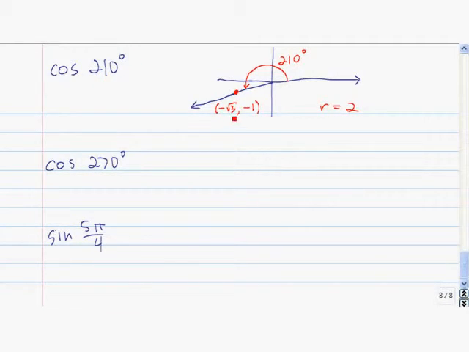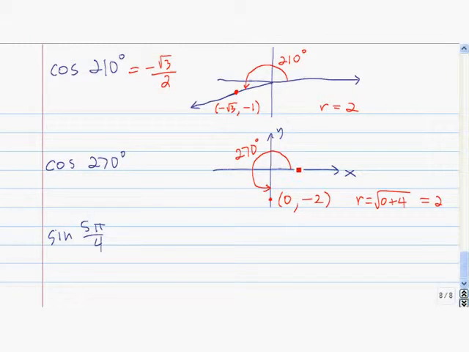Cosine of 210 degrees is the x-coordinate divided by the value of r. So cosine of 210 degrees is negative square root of 3 divided by 2. In the second case, 270 degrees is this angle here, and a point on the terminal side of that angle is (0, negative 2). So r is the square root of x squared plus y squared, so r is 2. Cosine of 270 degrees is the x-coordinate divided by r, and so that's 0.